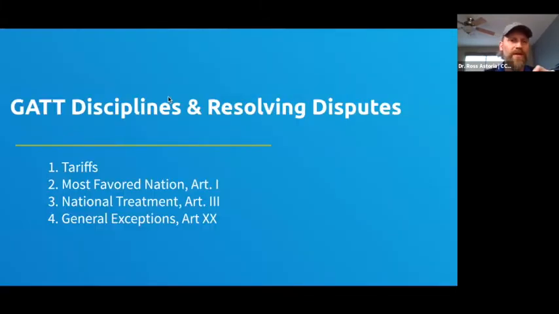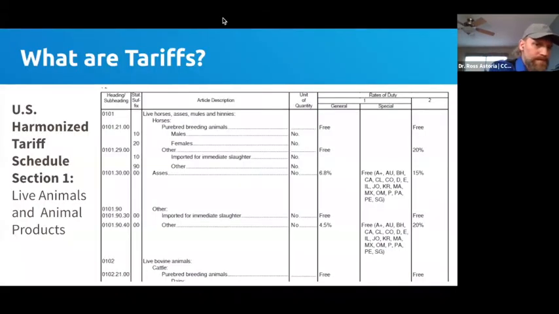All right, let's take a look at some of the specifics of the General Agreement on Trade and Tariffs. These are usually called disciplines rather than laws. So we're going to look at tariffs. We're going to look at Article 1, which is about most favored nation status. We'll look at Article 3 of the GATT, which is about national treatment. And then we'll look at the general exceptions in Article 20.